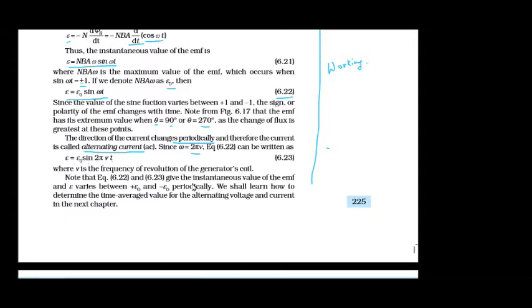Note that equations 6.22 and 6.23 give the instantaneous value of EMF. E varies between plus E naught and minus E naught periodically. We shall learn how to determine the time average value for the alternating voltage and the current in this chapter.